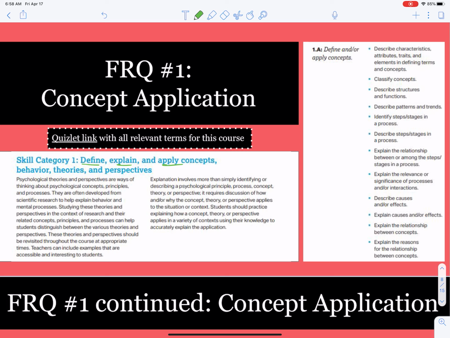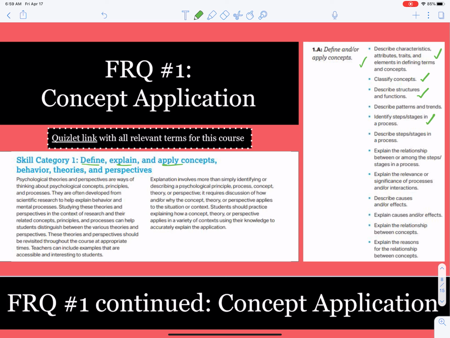Describe characteristics, attributes, traits, and elements in defining terms and concepts. This is huge. This is basically where our Quizlet reviews and practice with writing definitions will be really important. Classifying concepts, that's very important. Describing structures and functions, that will usually probably involve some type of biological component. Describing patterns and trends. Identify steps and stages in a process.